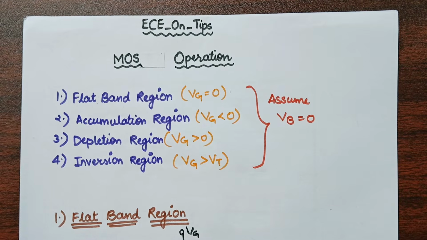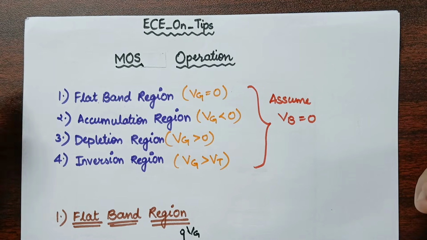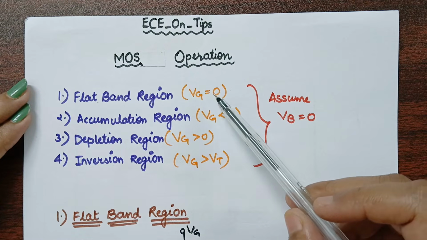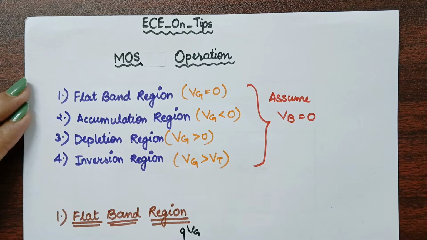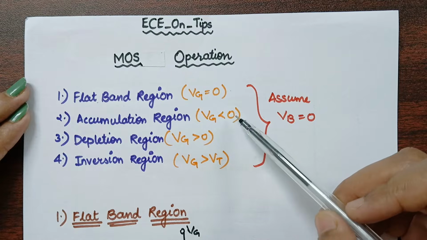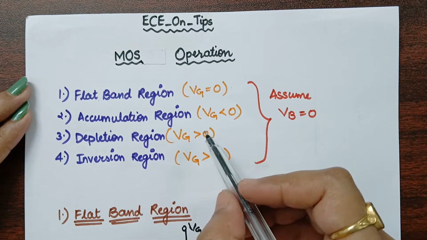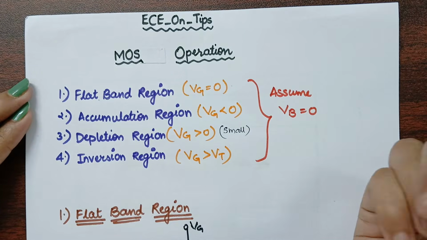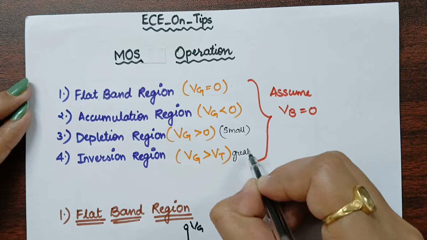I am Samiksha Shrivastava. In today's lecture, I will be teaching MOS operation. MOS operation is mainly operated in four regions, that is the flatband region where we apply zero gate voltage across the gate terminal, and the next one is the accumulation region where we apply negative voltage across the gate terminal, and the third one is the depletion region where we apply a small positive voltage across the gate terminal. And the next one is the inversion region where we apply a gate voltage which is greater than the threshold voltage, that is a greater value we apply here.